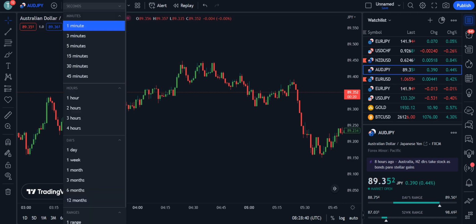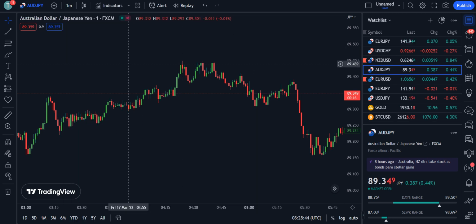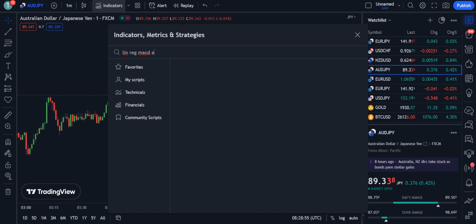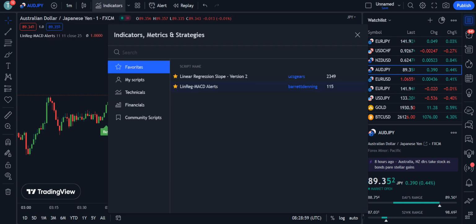First of all, you have to set the time frame to 1 minute, as this strategy works best on the 1 minute time frame for day trading. The first indicator we have selected is the Lin Reg MACD alerts. You have to simply click on Lin Reg MACD alerts by brightening 115 and it will be applied on your chart.